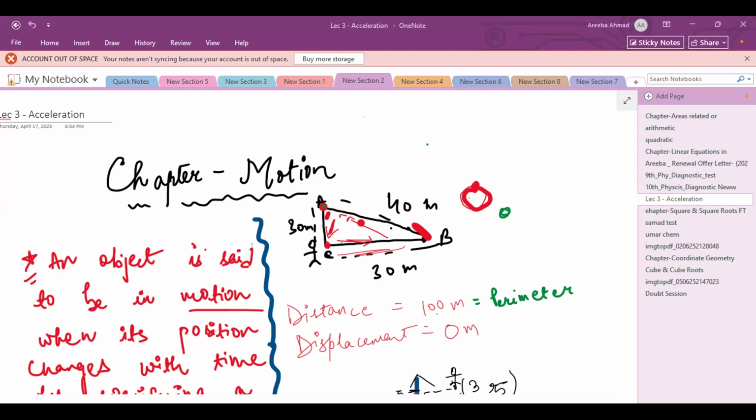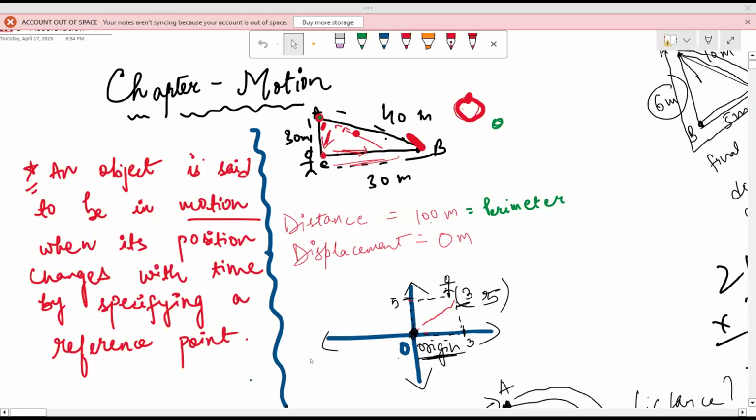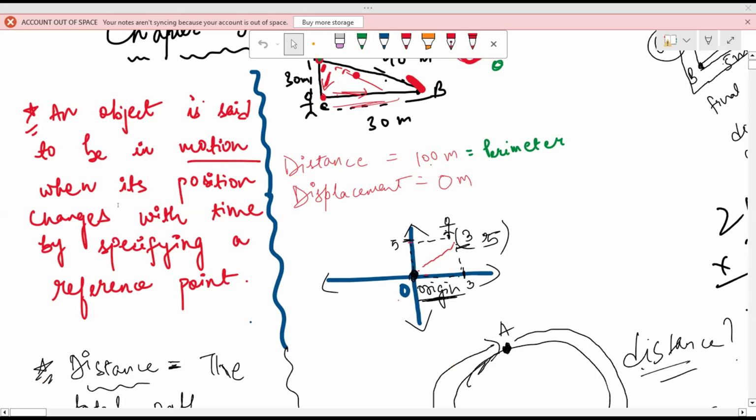Okay. Written this part? You have written the heading first. Yes, written the heading. Write this red part. Done.